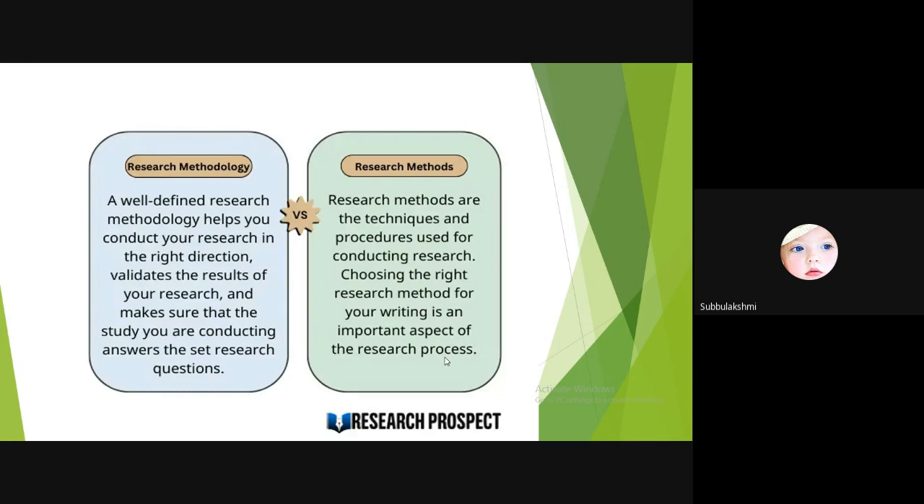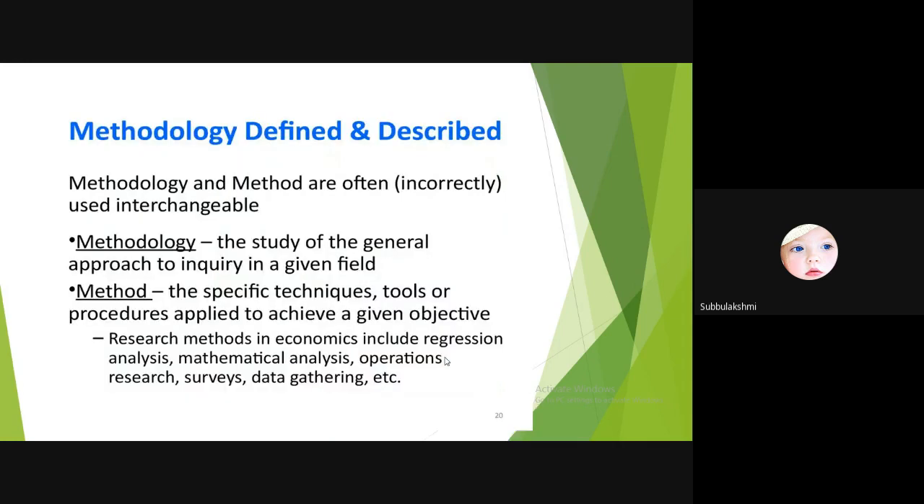So the next slide, what we come across here is methodology. It is a study of general approach, whereas method is a specific technique, tool, or procedure, right? So when we use this term method in research methods, it includes economics, mathematics, operations, surveys, data gathering, analysis, the research. So everything is involved when you talk about method.